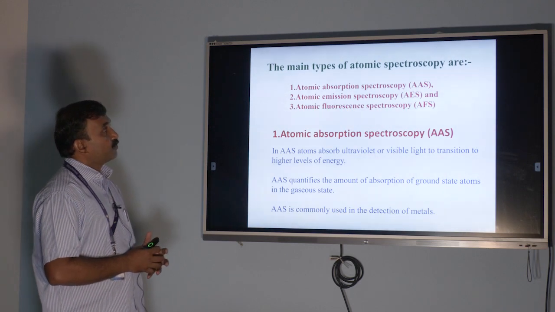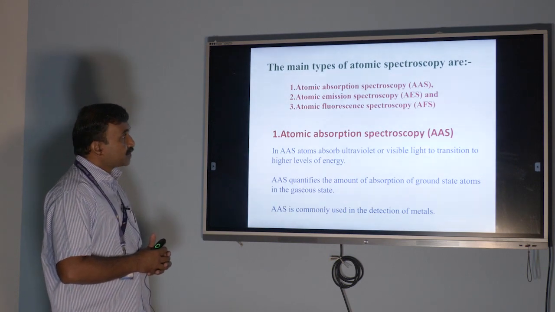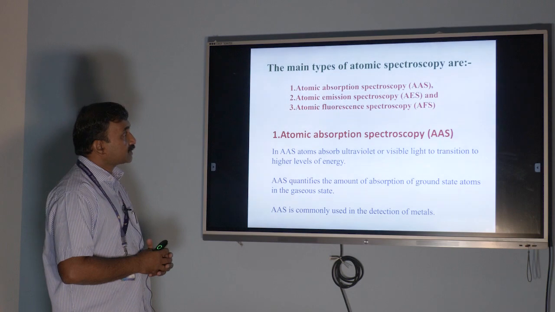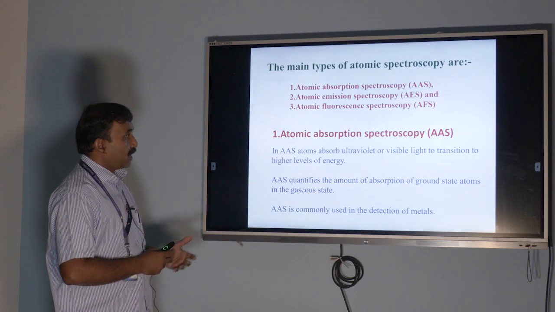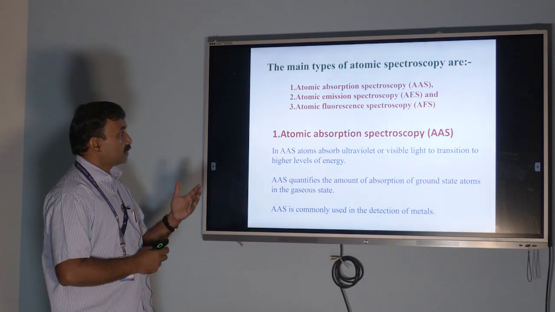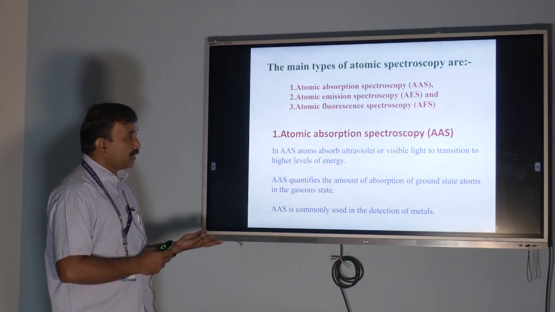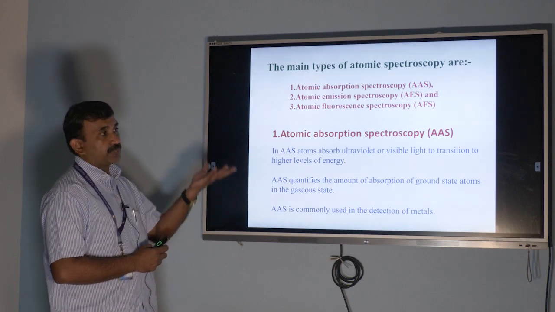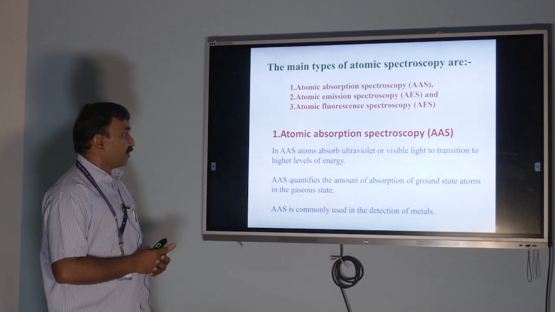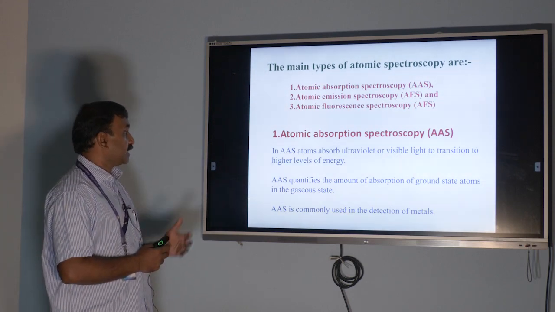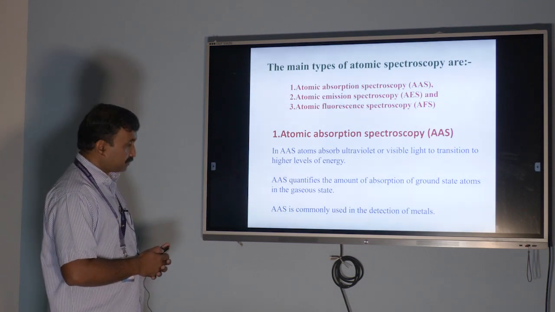There are three types of atomic spectroscopy: atomic absorption spectroscopy, atomic emission spectroscopy, and atomic fluorescence spectroscopy. What is atomic absorption spectroscopy? It absorbs ultraviolet or visible light to transition to higher energy levels. When matter absorbs ultraviolet or visible light, its outer electrons are elevated from the ground state to higher energy levels. Atomic absorption spectroscopy quantifies the amount of absorption of ground state atoms in the gaseous state. It is commonly used in the detection of metals.